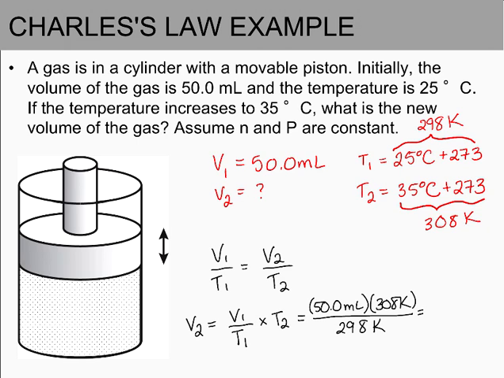So our temperature values are in Kelvin, and when they're in Kelvin, there's 3 sig figs. And then our volume also has 3 sig figs. So our final answer should also have 3 sig figs. So when we plug this into our calculator, we should find a volume of 51.7 milliliters.